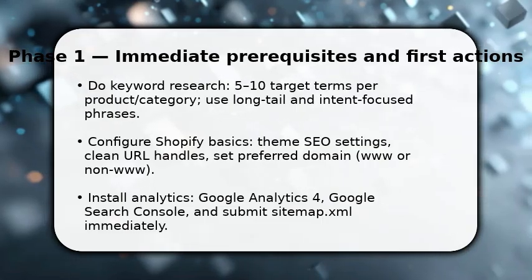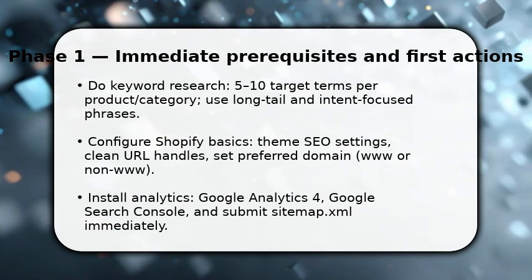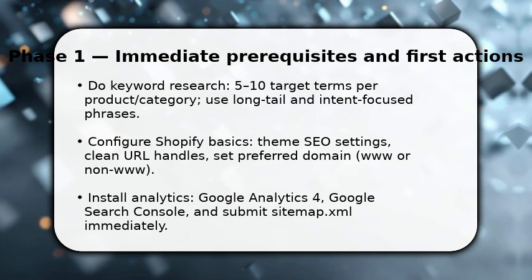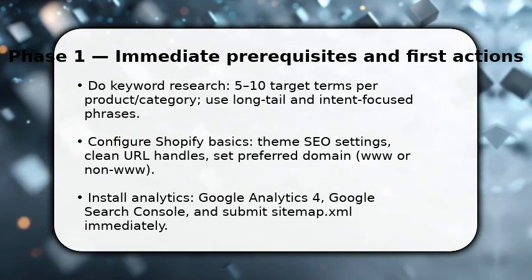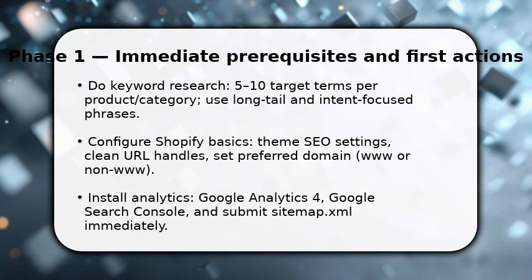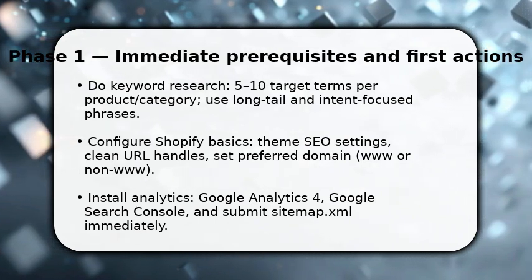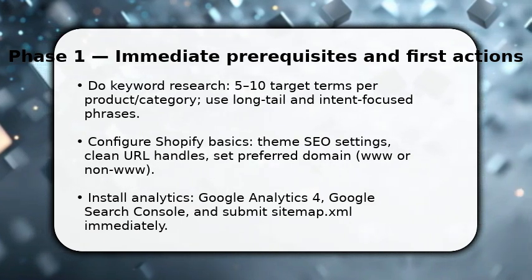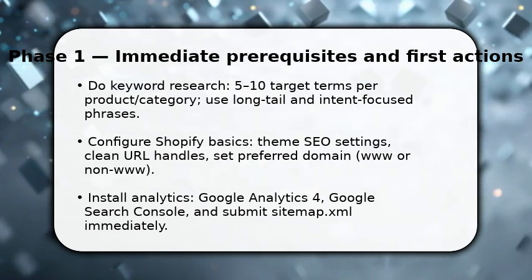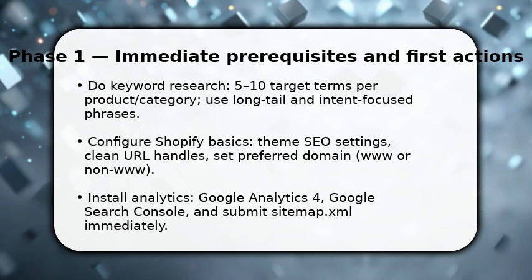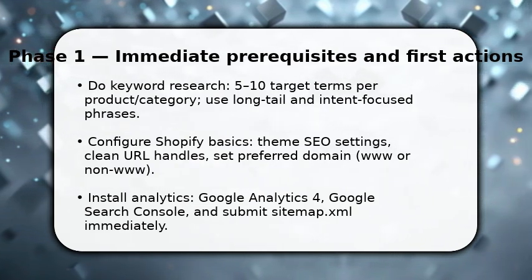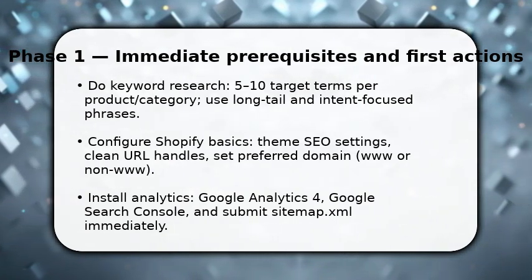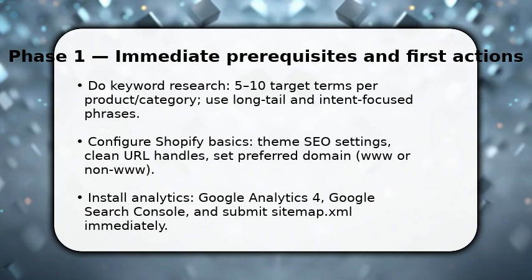You start by locking down the essentials so every action counts. First, run focused keyword research and pick 5-10 targets per product and category. Prioritize buyer intent. Next, make Shopify SEO settings consistent, choose a preferred domain, clean URL handles, and enable sitemap XML. Then connect Google Analytics 4 and Google Search Console and submit sitemap right away. Once done, verify indexing and check for crawl errors, because without verified analytics, you won't measure impact.